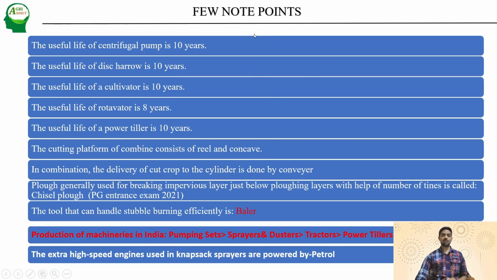As a primary tillage implement, it is also used for weeding as a secondary tillage implement. And these are very few note points which have been shown. You can go through this, compose the video and note down. I think there is nothing much to explain here.